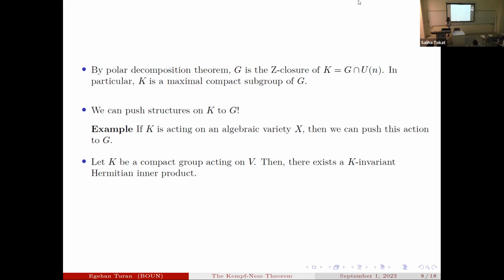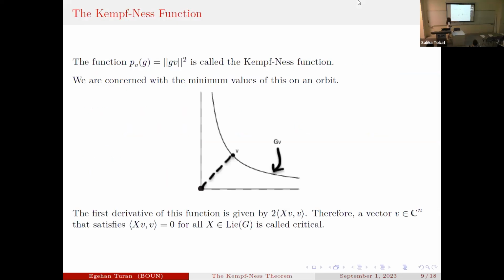Also, since K is a compact group, I think somebody yesterday mentioned the Haar measure. Using the Haar measure, I can show that there is a K-invariant Hermitian inner product. And this inner product indeed satisfies an orthonormality condition for G. For example, if I have a subspace that is G-stable, then its orthogonal complement with respect to this inner product will also be G-stable. So these structures are really nice.